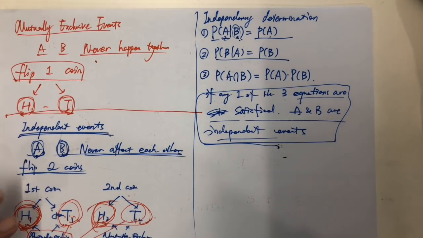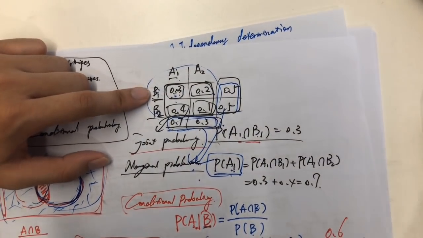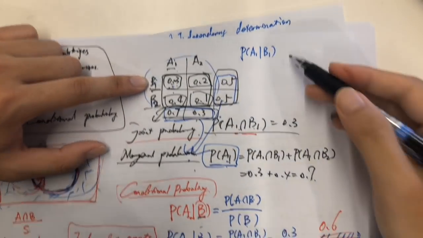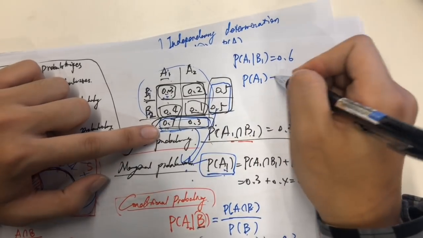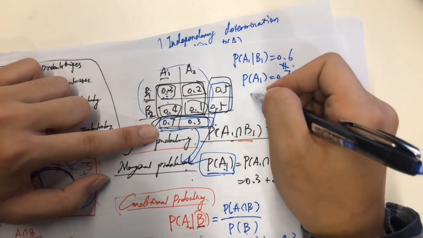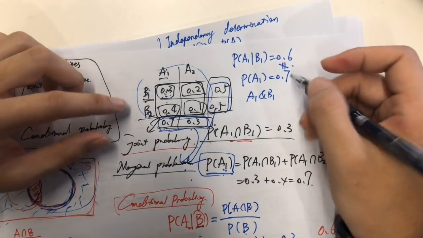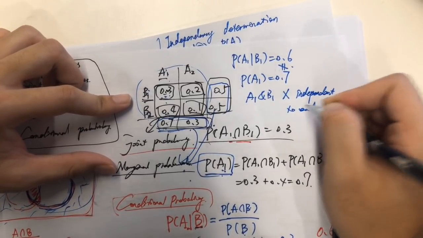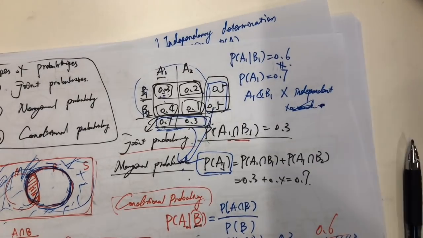So lastly, let's go back and see our examples in the previous sections. Again, for this A1, A2 example, let's determine if A1 and B1 are independent or not, okay? If they are independent, then A1 given B1, as we just calculated, is 0.6, right? And the probability of A1 itself is 0.7. So they are not equal to each other. So we can say that A1 and B1 are independent or not independent? Yes, they are not independent of each other.